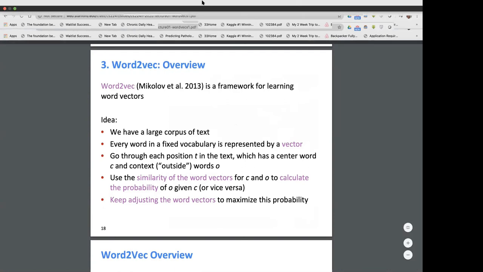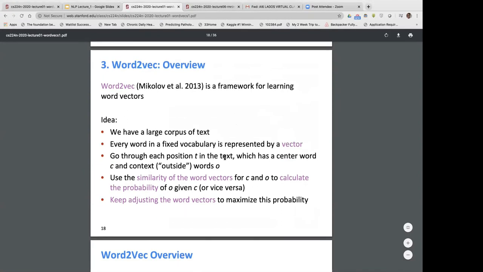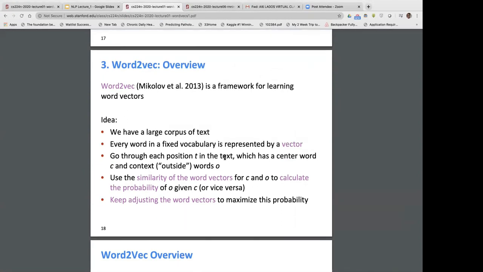So what's the idea? The idea is that you have a large corpus of text. You represent every word in your vocabulary. Let's say you have 500,000 words. The vocabulary is the number of unique words that you have in those 500,000 words. Say you have just 100,000 unique words. That's what you use as your vocabulary. So every word in a fixed vocabulary is represented by a vector.